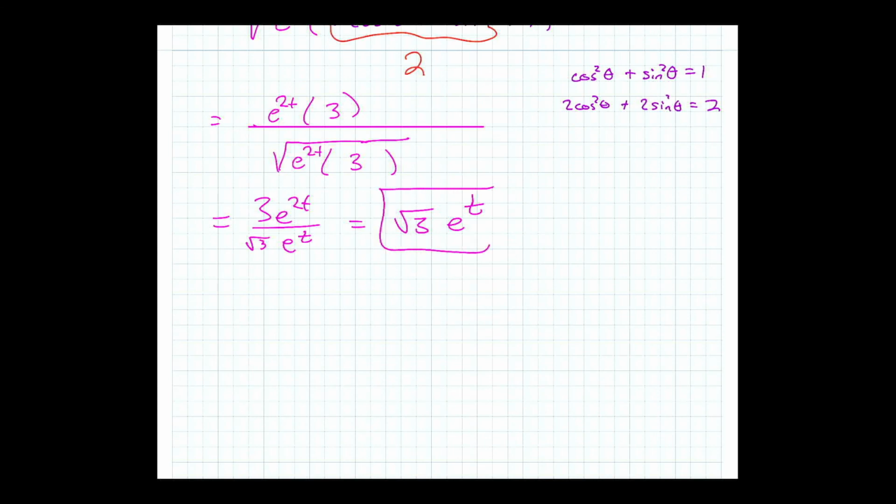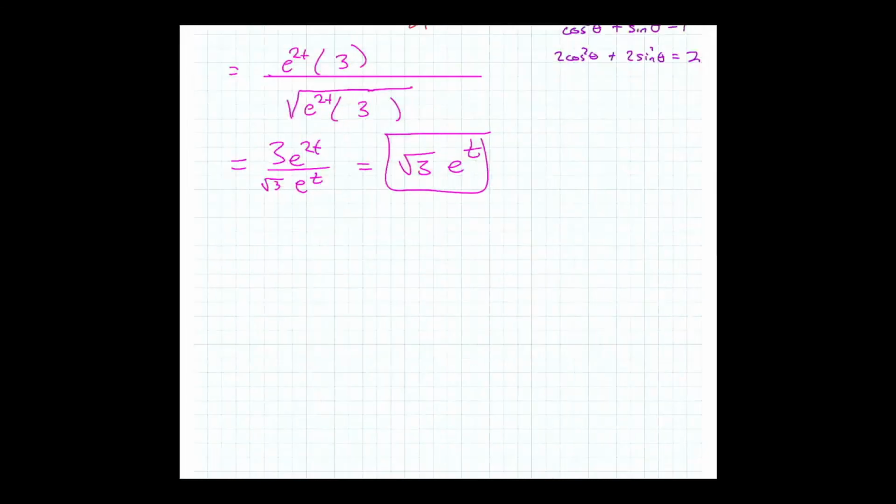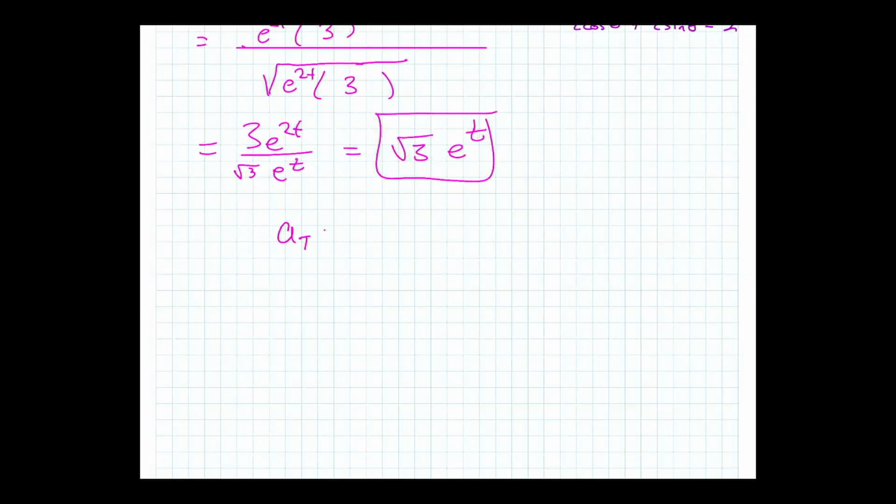So that is actually my answer. So we did all of that work, right? And it actually comes down to AT is square root 3 e to the t.